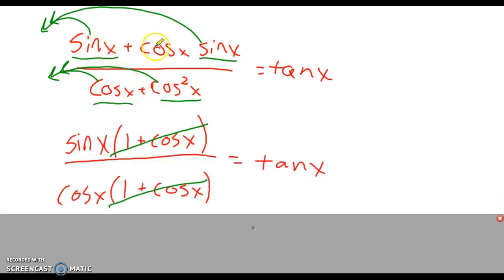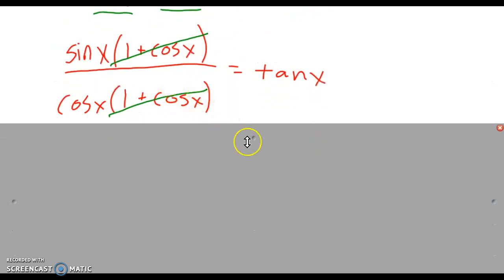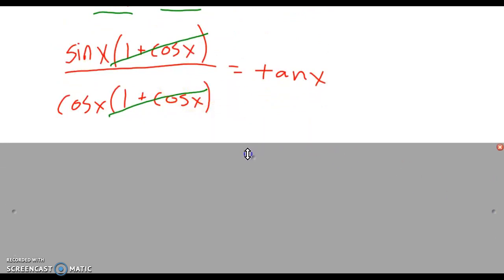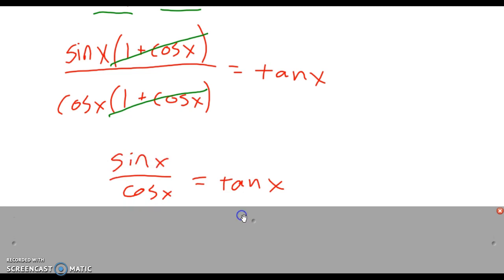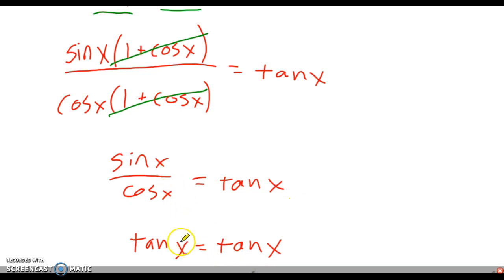Now when I factor out a sine x from the top, I'm left with sine x times 1 plus cosine x. When I factor out a cosine x on the bottom, I'm left with cosine x times 1 plus cosine x. And you can see there, I've got a common factor of 1 plus cosine x on top and bottom. I can cancel those. And now I've just got sine x over cosine x equals tangent, which, yes, it does equal tangent. So my final step is to write tan x equals tan x.